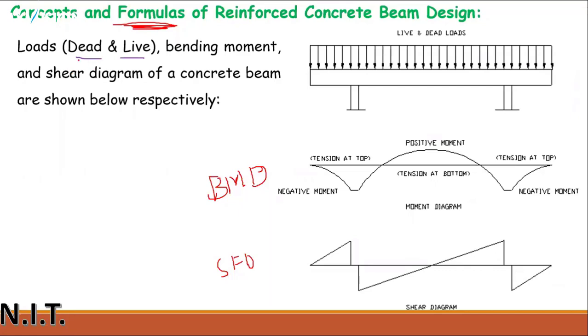Loads like dead and live, bending moment and shear force diagram of a concrete beam are shown below respectively. You can see here, this is a beam. This beam is called an overhanging beam. A uniformly distributed load is applied on this beam. This beam is subjected to UDL load, uniformly distributed load.